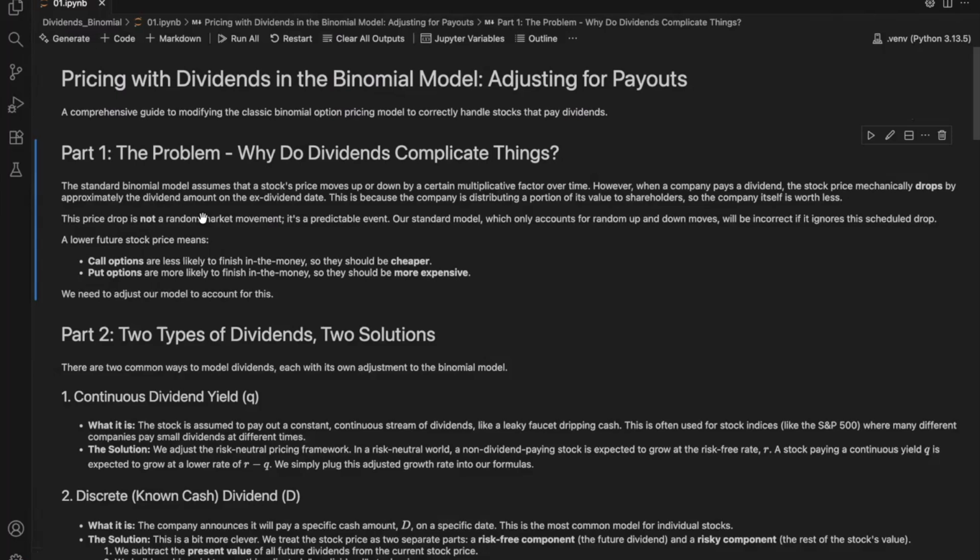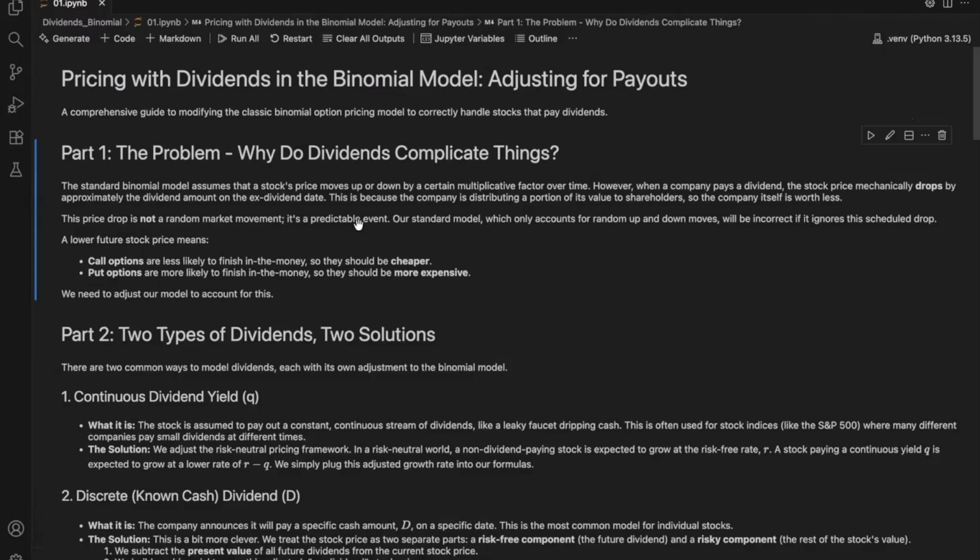Today, we are going to explore exactly how to adjust the classic binomial option pricing model to correctly handle stocks that pay dividends. We look at two primary types of dividends and implement both solutions step by step in code. This is a critical skill for anyone looking to build a robust and accurate pricing engine.